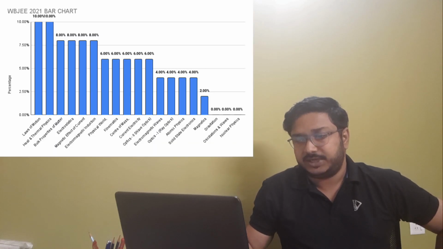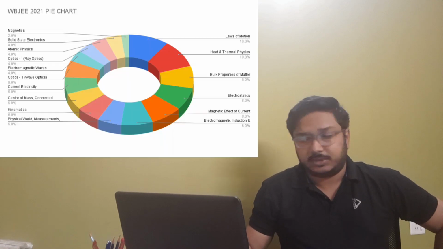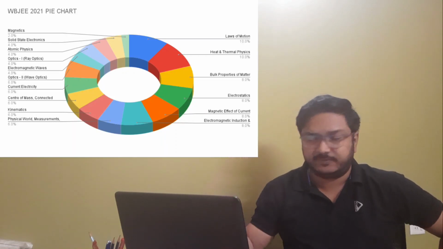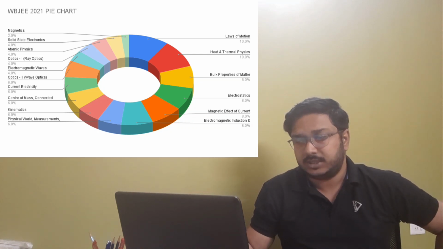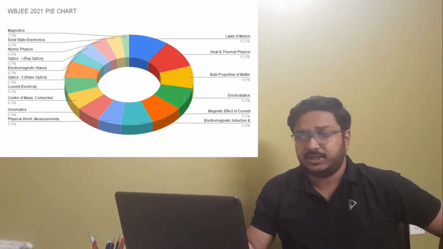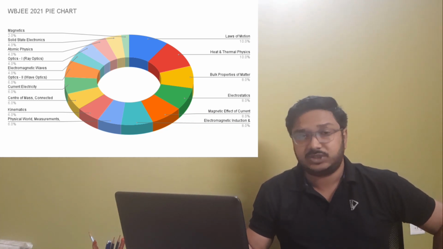Again, in WBJEE 2021, let's see what are the chapters. So in 2021, it was about 44% of the total questions that came from the top 5 modules, we can say. And the first module was laws of motion, heat and thermal physics, bulk properties of matter, electrostatics, then magnetic effect of current. Now in this year, particularly in 2021, you can see the questions were more spread out.